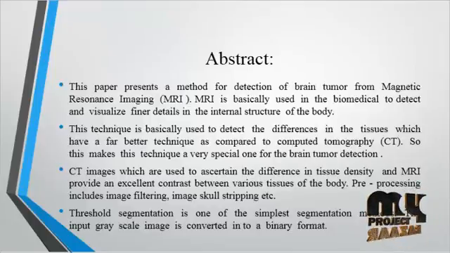Then we have to extract the threshold from the image. The threshold segmentation is one of the simplest segmentation methods. The input grayscale image is converted into a binary format by using these threshold limits only. After the binarization, the segmentation is carried out by using the morphological technique. Then we have to segment the tumor region from the other backgrounds.